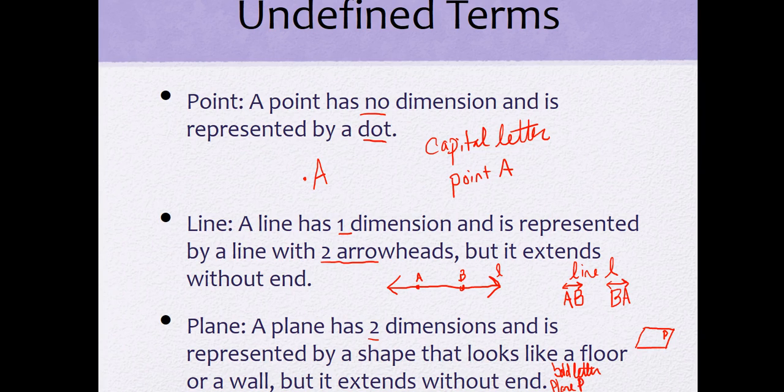Or you can also name it with 3 non-collinear points, so they can't be on the same line, that are on the plane. So like say I have A, B, and C, and they don't form a straight line, I could name this plane A, B, C, or I can do any order, CAB, BAC, all of those. So you can name it with 3 points on the plane as long as those 3 points are not in a straight line.